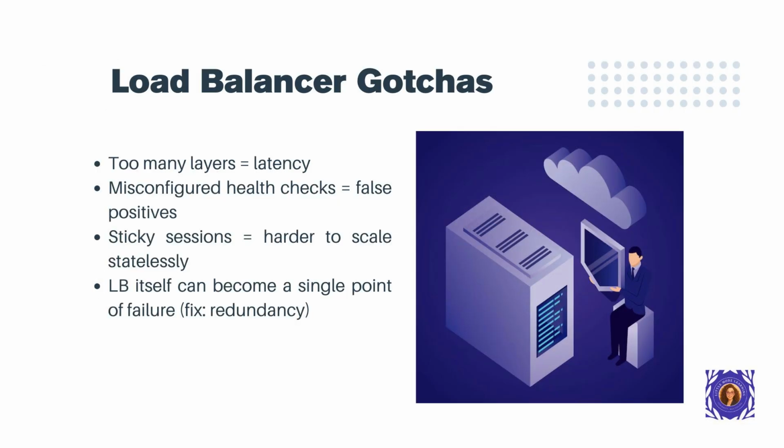While powerful, load balancers aren't without their potential pitfalls, and awareness of these gotchas is crucial for robust system design. Too many layers equals latency. Introducing excessive layers of load balancers can cumulatively add network latency to every request, impacting user experience. Misconfigured health checks equals false positives. If health checks are poorly configured, they might prematurely remove healthy servers from the pool or, conversely, keep truly failing servers active, both leading to service disruptions.